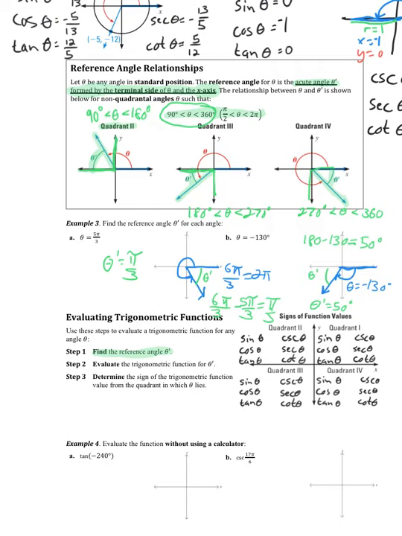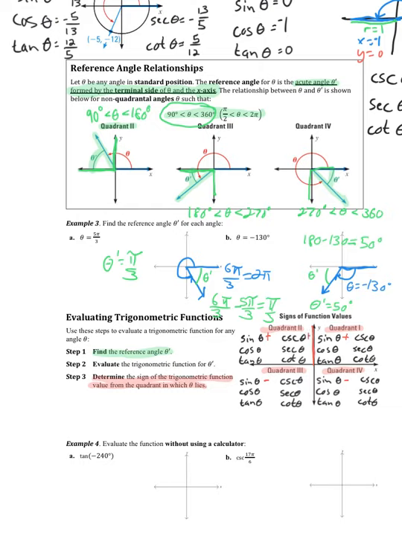And the last part says determine the sign of the trig function value from the quadrant in which it lies. What I mean by that is we want to think about quadrant 1, quadrant 2, quadrant 3, quadrant 4. Is the sine going to be positive or negative in that quadrant? We can tell because remember the sine is always going to be the y values. So the y values, for example, are going to be positive in quadrant 1 because we're in positive y's here. That's going to be positive in quadrant 2. In quadrant 3, when we go below the x-axis, the y values are negative. And that means they'll be negative for quadrant 4 as well.